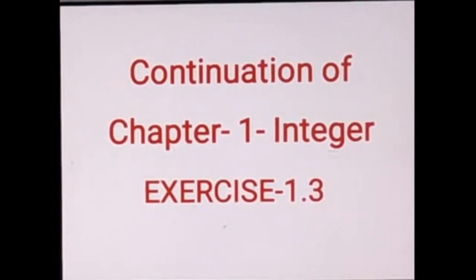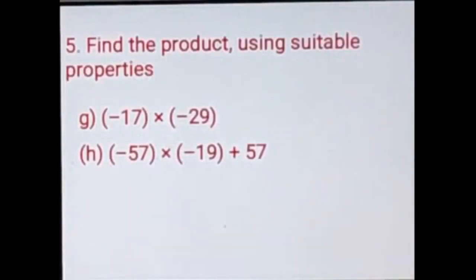So you all know that in previous class we have completed till question number 7 of exercise 1.3. So in this class we are going to continue chapter 1, Integers, that is exercise 1.3. Before that, I hope you remember I have given you the homework from exercise 1.3 number 5 G and H. I have given you the homework using suitable properties which you have to solve. So before going further into the exercise, let us solve this question first.